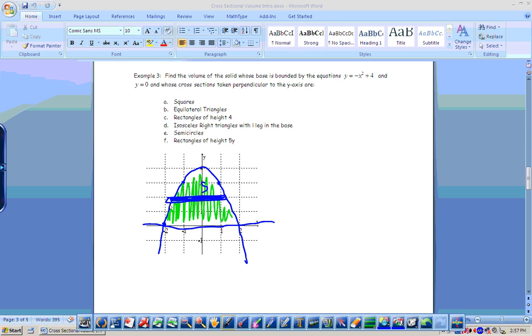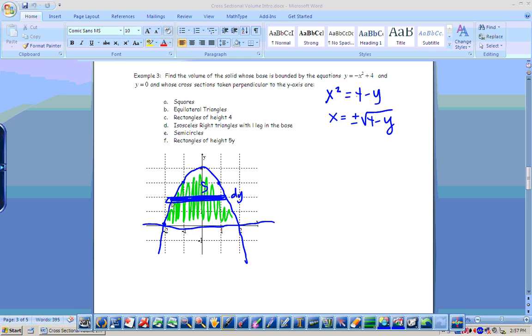But in order to do the right side minus the left side, we're going to have to solve the equation for x. And we also know this because the thickness or the width of that rectangle is dy. So everything has to be in terms of y. So I need to solve this equation for x. When I solve this equation for x, I get x squared equals 4 minus y, or x equals plus or minus the square root of 4 minus y. And once again, the right side of this parabola is going to be the positive square root of 4 minus y, and the left side will be the negative.